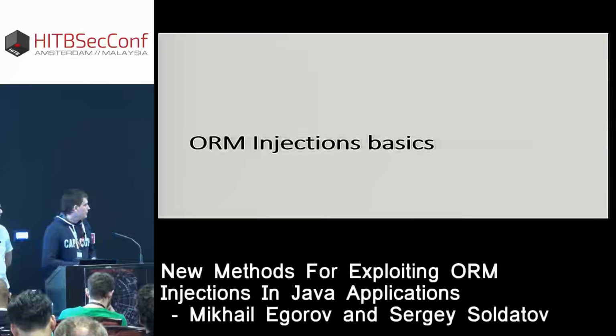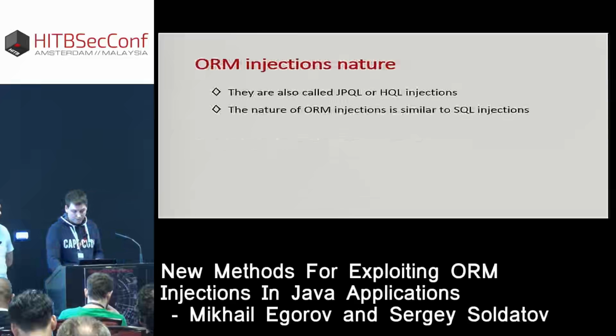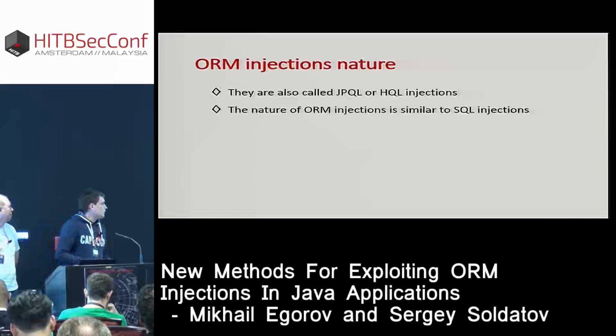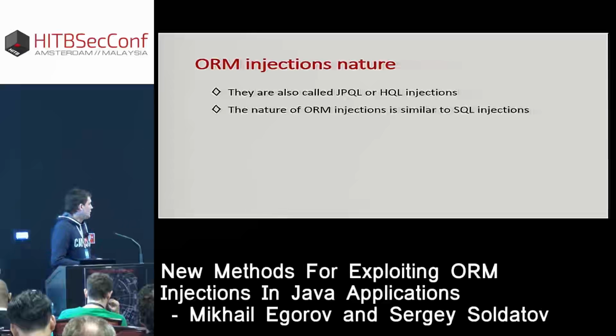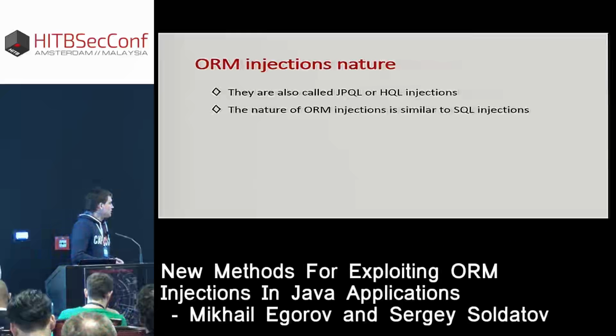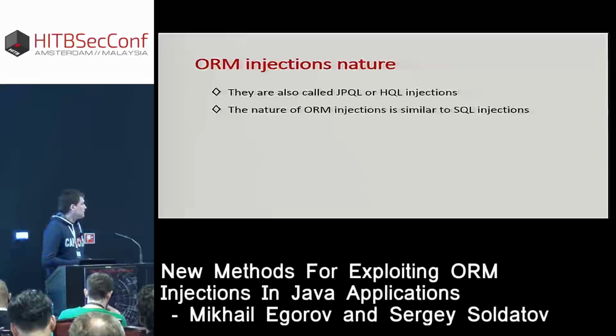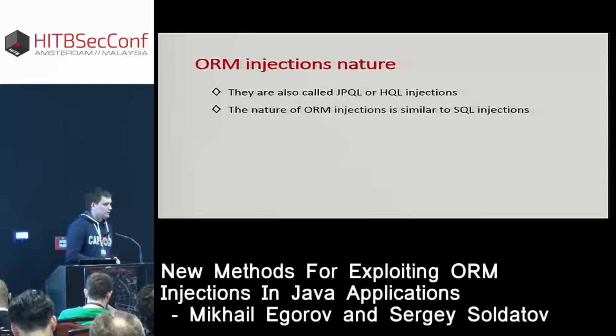I want to explain briefly what an ORM injection vulnerability is and what limitations exist for its exploitation. We can also call ORM injections JPQL injections, or HQL injections when we talk about Hibernate ORM. And we can say that ORM injections are similar to classic SQL injections in how they look in the source code of the application.